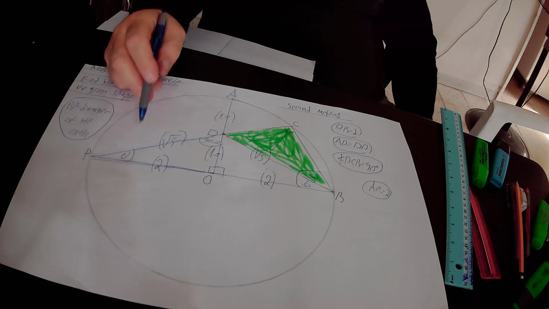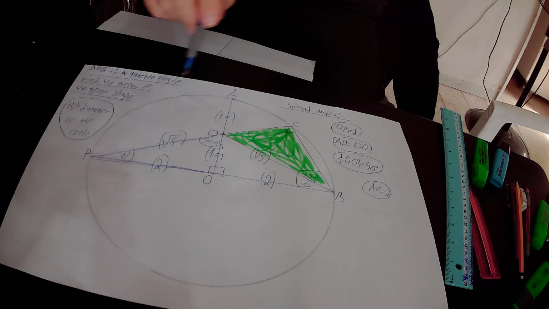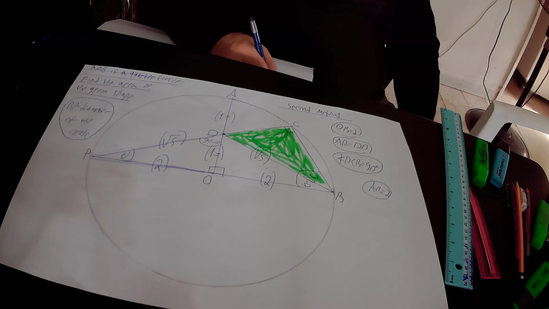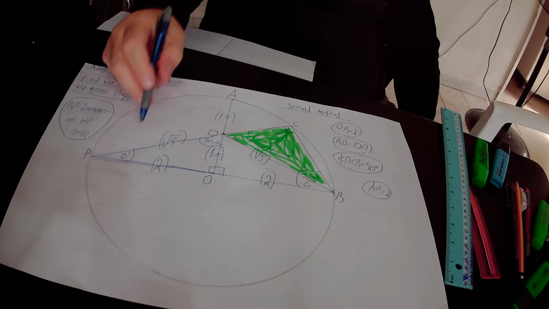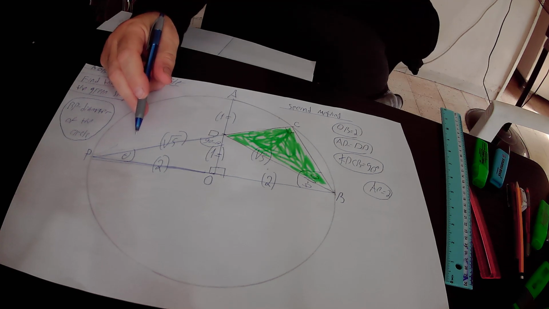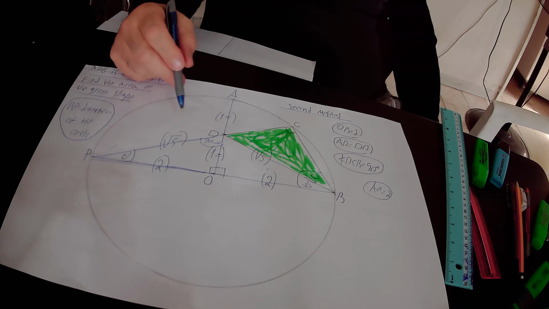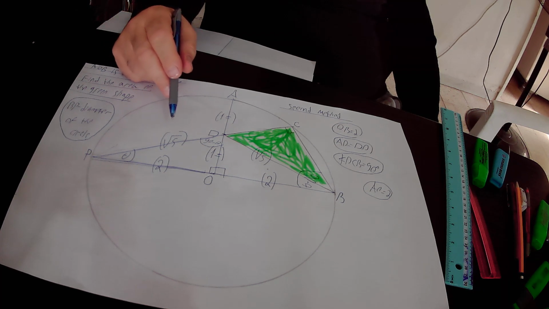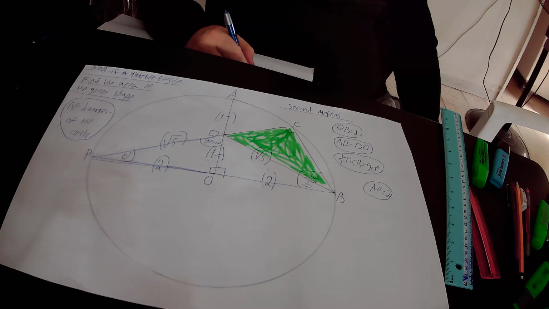So if we relate to angle theta as it belongs to the big triangle PCB, it will be defined as angle BPC, and it is equal to itself. If we relate to angle theta as it belongs to the small right triangle DPO, it will be defined as angle DPO.